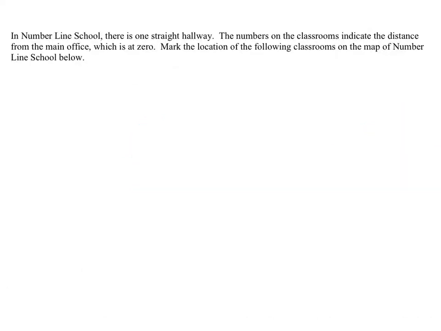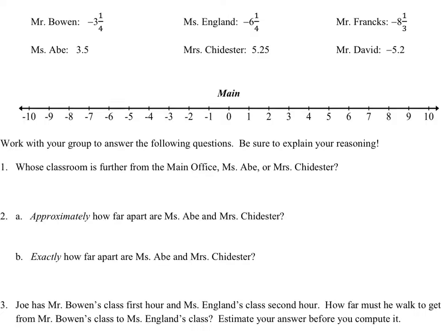In the number line school, there's one straight hallway, which is rather convenient for a number line school. The numbers on the classrooms indicate the distance from the main office, which is at 0. We don't know if that's in feet or yards or miles. It didn't tell us, so we're just going to say units. Mark the location of the following classrooms on the map of number line school below.